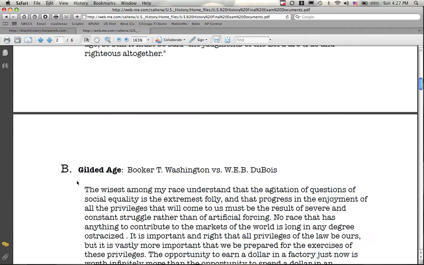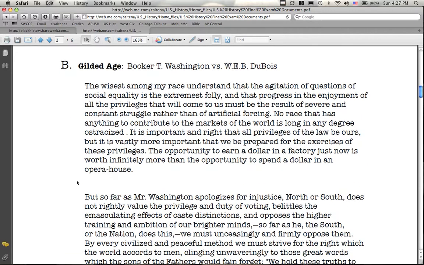All right, well, here we have the Gilded Age, Booker T. Washington and W.E.B. Du Bois. They're having an argument. What's the best case scenario? What's the best way for Black Americans to deal with the post-Reconstruction situation? Washington says one thing, Du Bois says another.